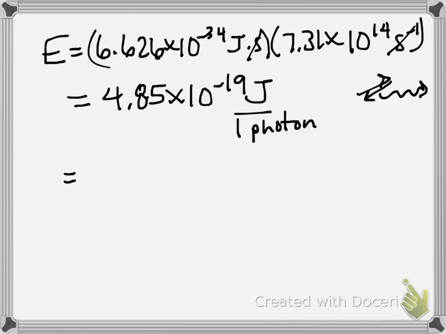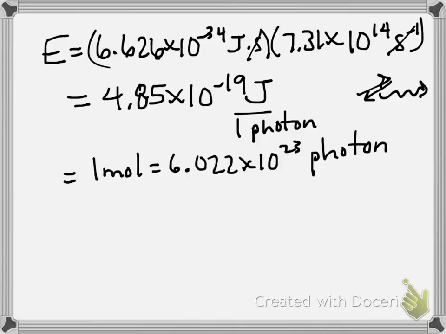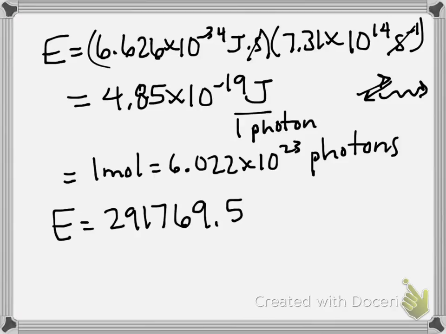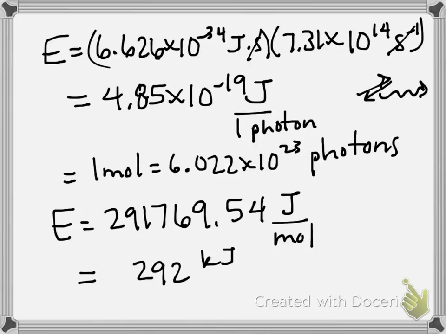We don't ever work in 1 photon, we work in a mole. So 1 mole equals 6.022 times 10 to the 23rd photons. So I need to multiply my energy times 6.022 times 10 to the 23rd. And I get my energy to be 291769.54 joules per mole. Just to make it difficult, we need to put that in kilojoules per mole. So it's 292 kilojoules per mole.